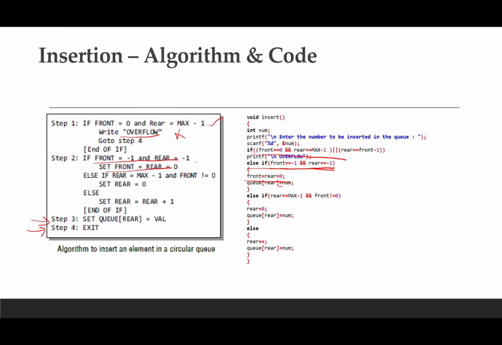If this condition is false, we will check the condition rear is equal to max minus 1 and front is not equal to 0. If this condition is true, it will change the position of rear to 0, and we are inserting the element in the 0th position. And next, if this condition is also false, we will increment the value of the rear. In the else part we are incrementing the value of the rear and storing the value.